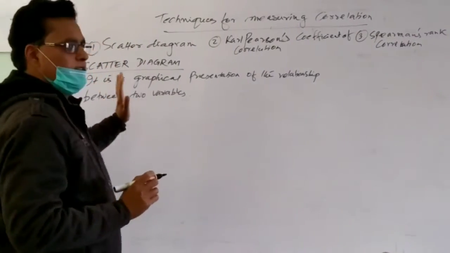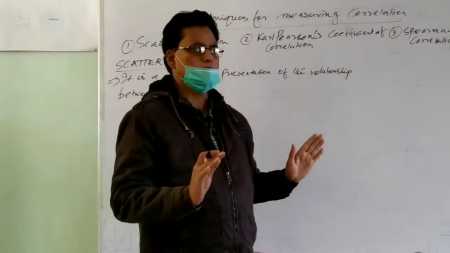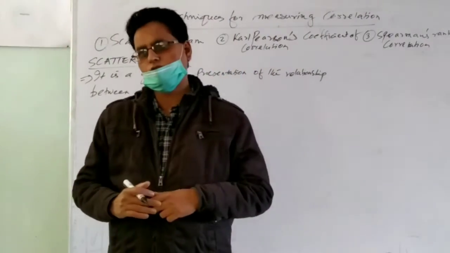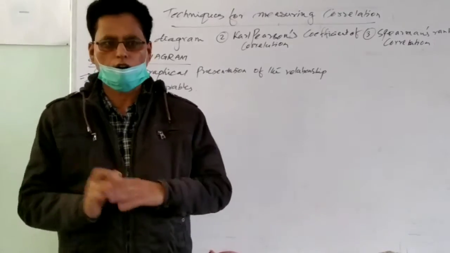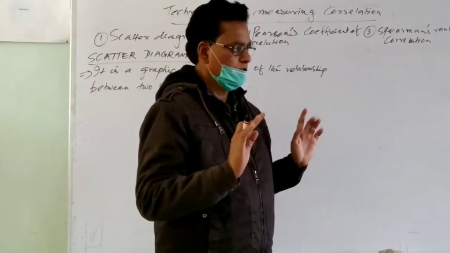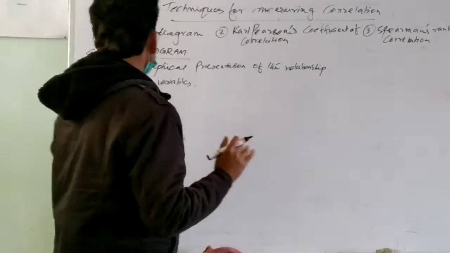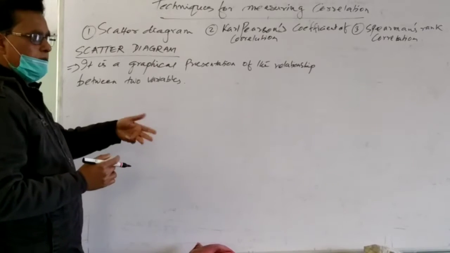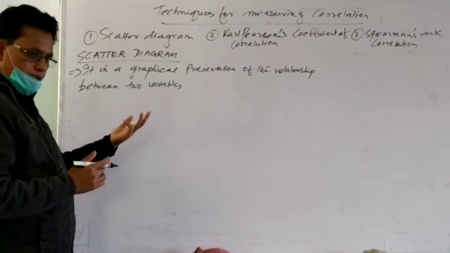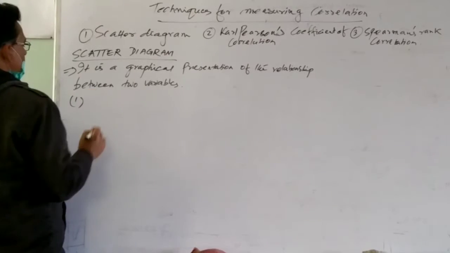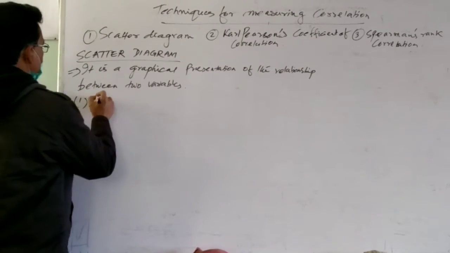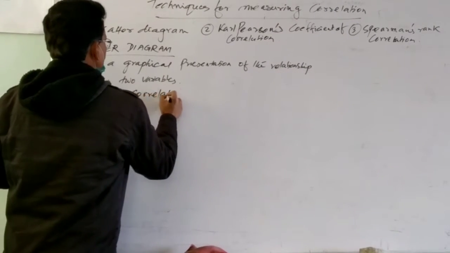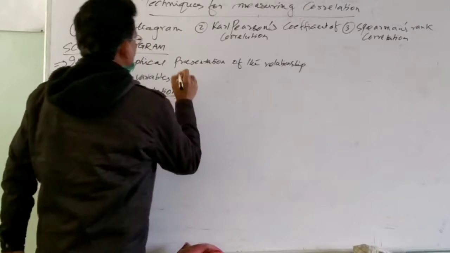If we plot a scatter diagram, I told you that in the scatter diagram there is no numerical calculation, no mathematical calculation. There is only diagrammatic presentation of the relationship between how many variables? Two variables. According to the scatter diagram, there are different diagrams of different types. First one is positive correlation.